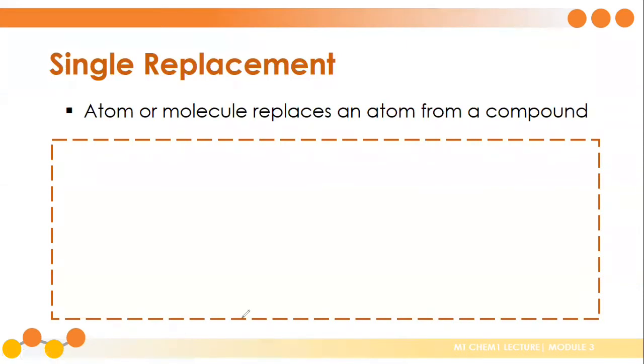If you are to put it in a formula form, we have here A plus BX will produce AX plus B. Okay, and then as you can see here, BX is a compound, A can be an element. So combining these two will produce AX plus B. If you observe, the partner of X switched. Okay, in the reactant side, the partner of X is B. In the product side, the partner of X became A.